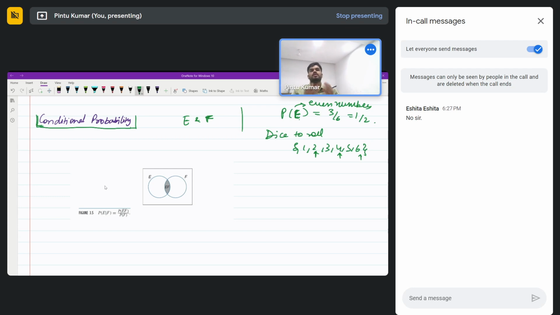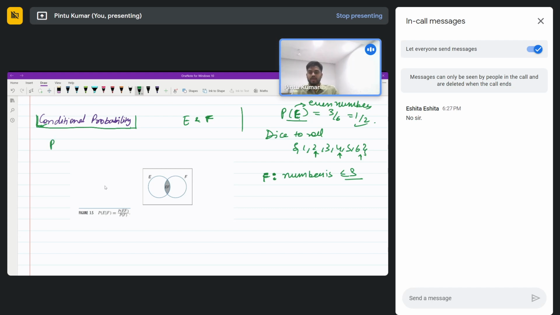Now let's say you are two friends playing and the second friend asks you to guess, and he asks you what is the probability of E. You would guess that it is half, right? Now he gives you extra information. So F is the extra information that he is giving. The information that he gave you is that the number is, let's say, less than or equal to 3. Now he is saying that after the extra information that he has given, okay, what is the probability of E? So that is what is known as the conditional probability.